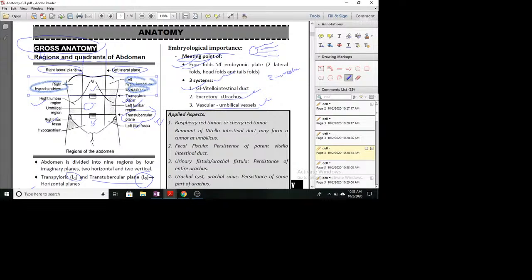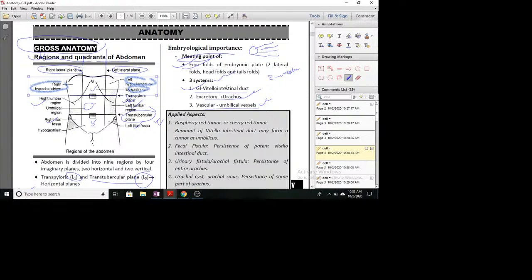It is a meeting point of the four folds of the embryonic plate and three systems. The three systems include the gastrointestinal system, the excretory system, and the vascular system.